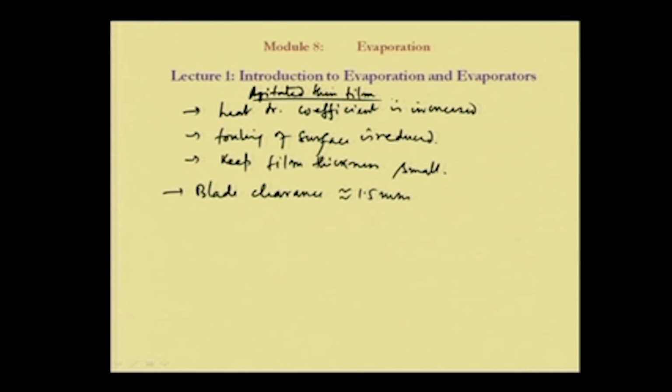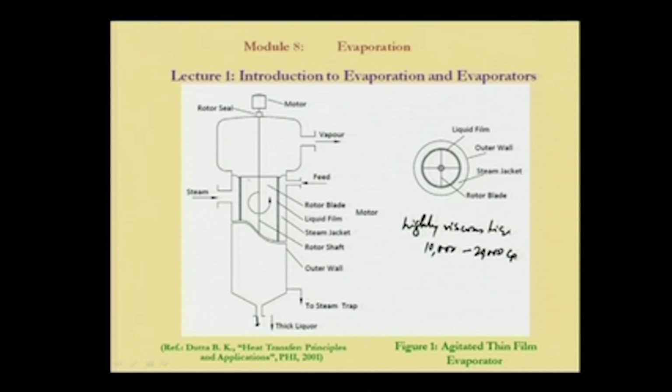Then if you see here, this is the region called the vapor region, and here it is of high size so that the vapor velocity and pressure can be reduced, and the entrained liquid can come down.